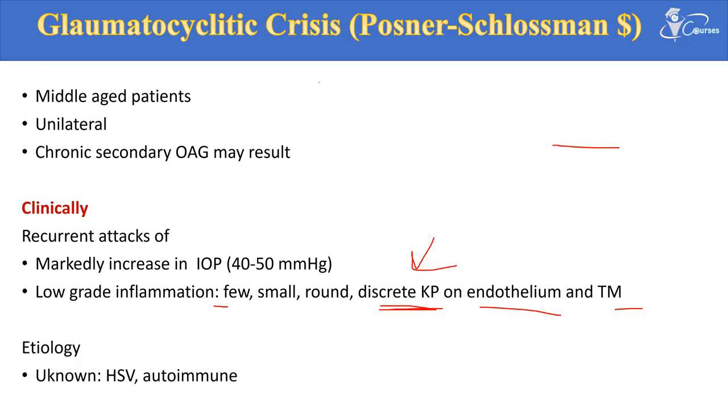It was thought that it has an unknown etiology, but it could be due to herpes simplex virus trabeculitis. There is inflammation of the trabecular meshwork by the herpes simplex virus, which will result in this glaucomatocyclitic crisis. It is unknown, Dr. Islam, unknown. Okay, and it could be an autoimmune disease.